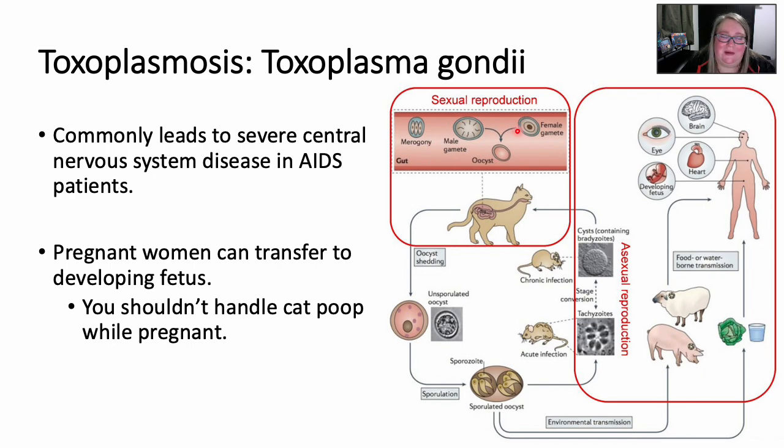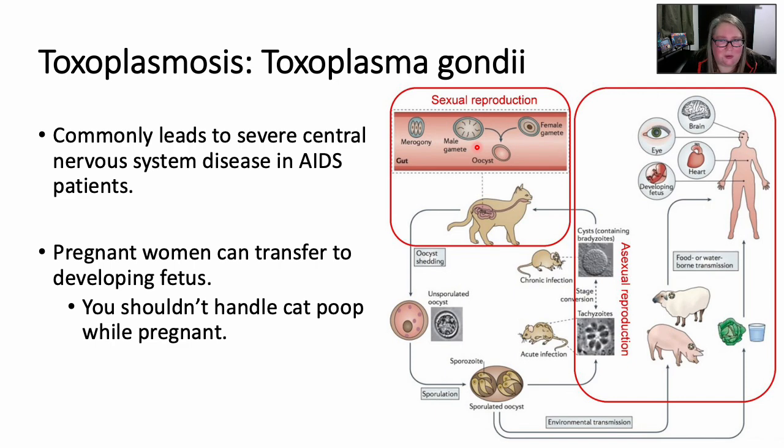The male and female gametes are going to merge, and it's going to make this oocyte. This oocyte is actually a really super resistant structure that then gets shed by the cat. The way it sheds it is it comes out in its feces. It comes out in the cat poop. Now, if you have a robust immune system, like most of the world, you are going to be asymptomatic even when you have this parasite. In fact, about 30% of the world's population is infected with Toxoplasma gondii.